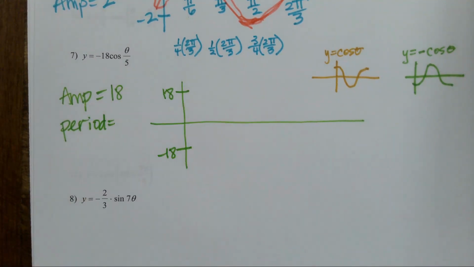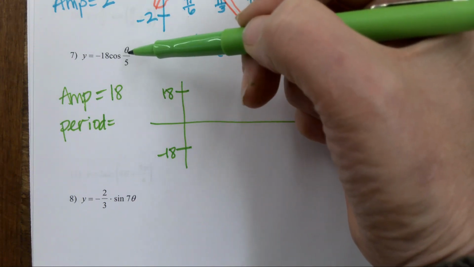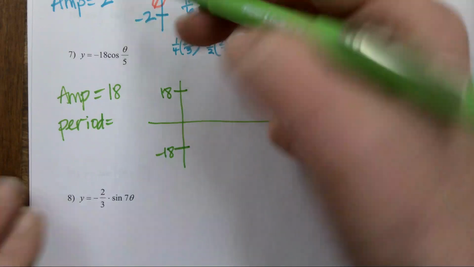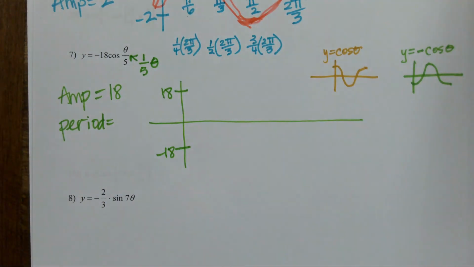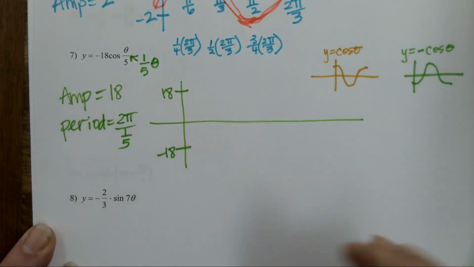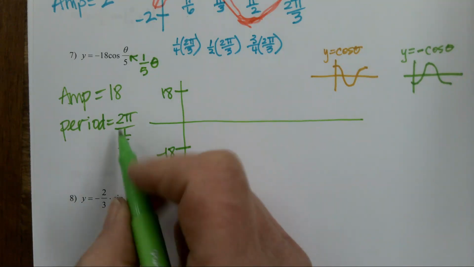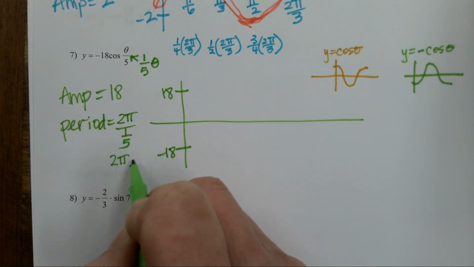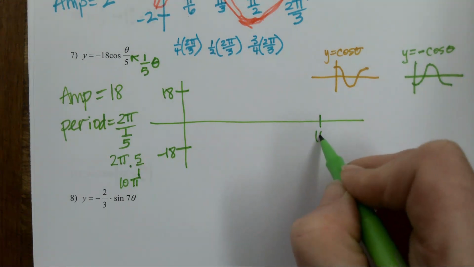And the period, this says I can only fit 1/5 of a cosine graph into pi. So I translate this here as 1/5 theta. That means I can only fit 1/5 of a cosine graph into pi. I want a whole cosine graph. So I have to figure out what that's going to make my end line be. I don't divide by a fraction, I flip and multiply. This is 2 pi times 5/1 or 10 pi. So my period is 10 pi.